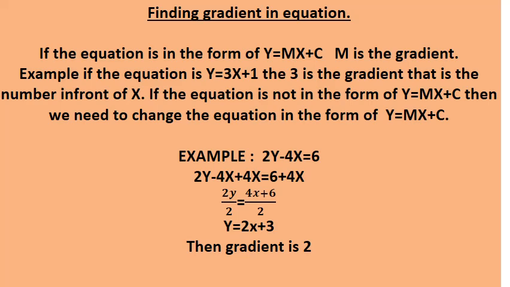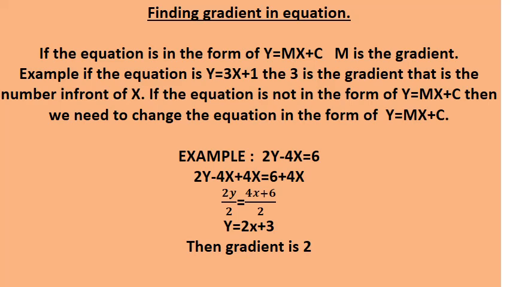Example, 2y minus 4x equals 6 is not in the form of y equals mx plus c. So, we need to change 2y minus 4x equals 6 into the form of y equals mx plus c. As you can see, the opposite of minus 4x is plus 4x. So we add 4x on both sides, the left hand side and the right hand side of the equal sign. Minus 4x and plus 4x will cancel out, leaving 2y on the left, and 6 plus 4x, or 4x plus 6, on the right.